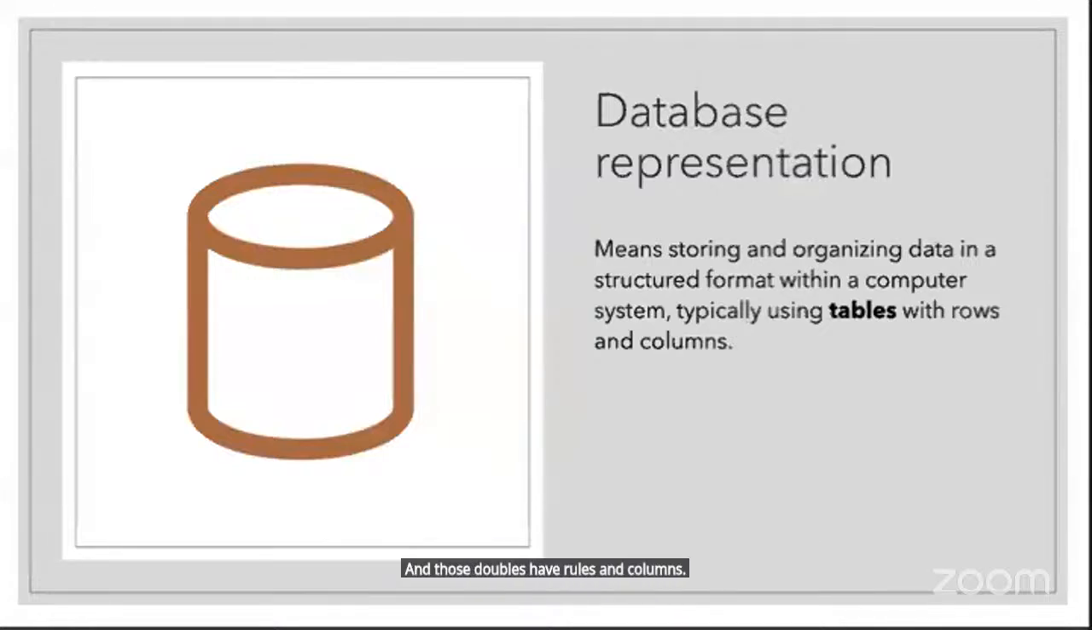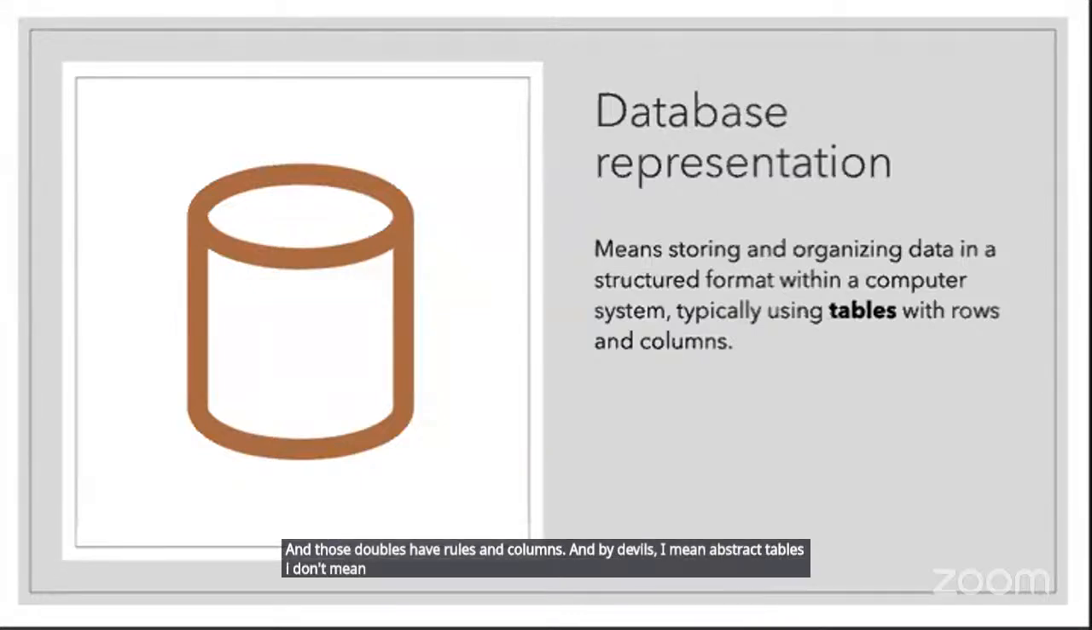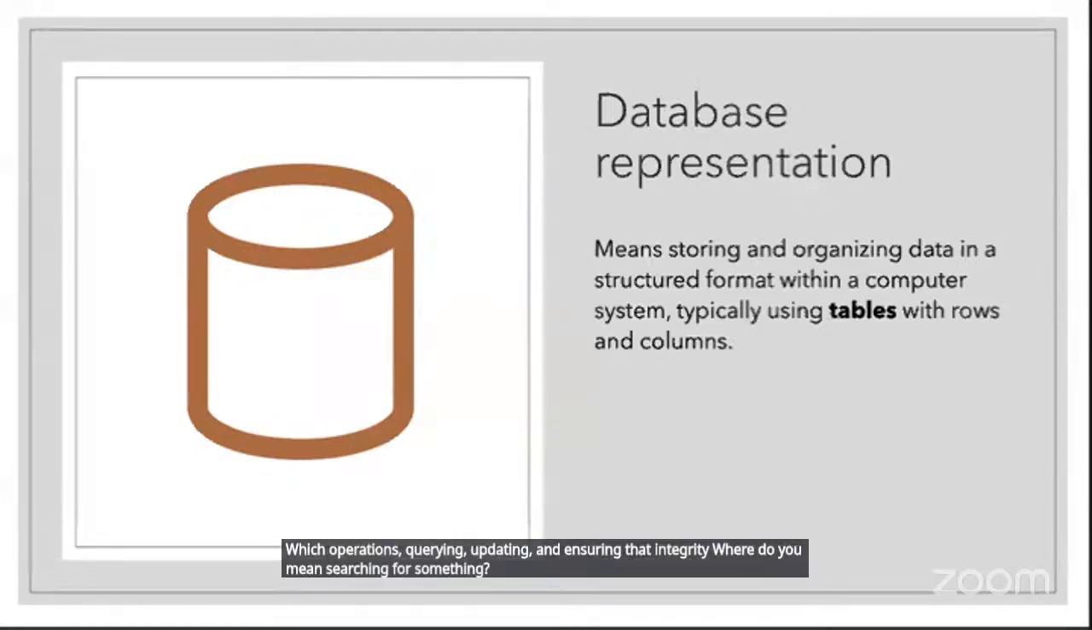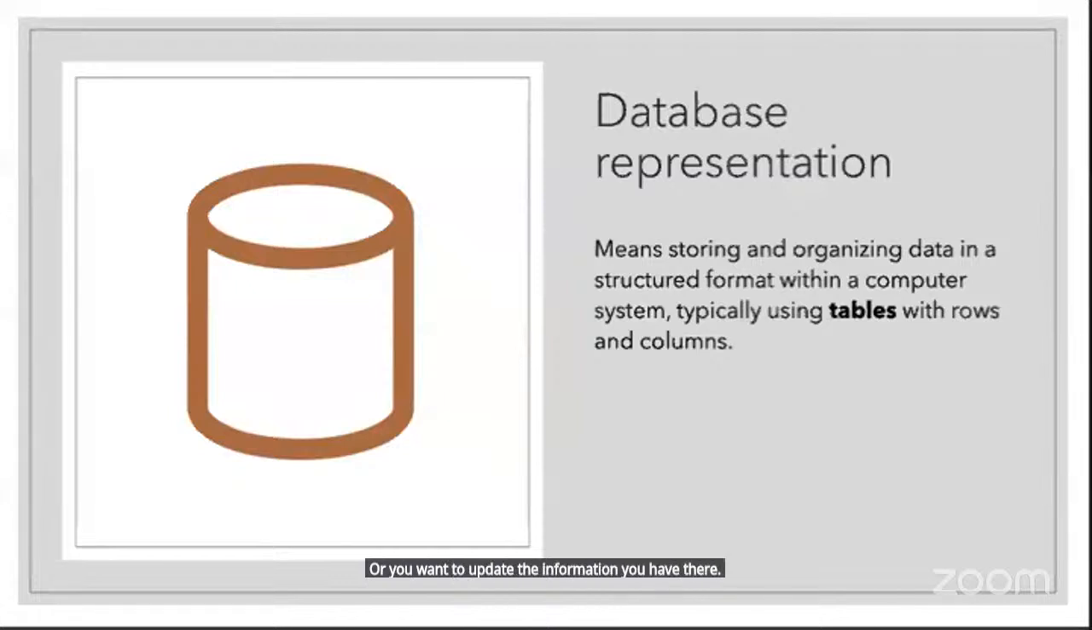If you know what is database, a database stores information using tables, and those tables have rows and columns. By tables, I mean abstract tables, not the table in your room. Databases store information in a way that makes it easy to perform operations. Which operations? Querying, updating, and ensuring data integrity. Query means searching for something, or you want to update the information you have there. So database organizes them in form of tables.